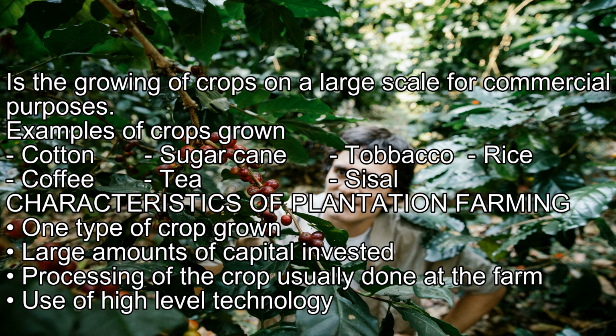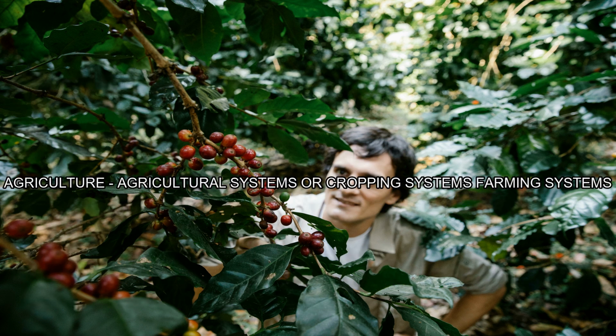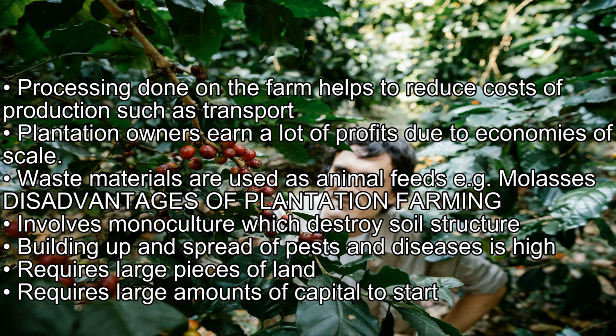Use of high-level technology. Processing done on the farm helps to reduce costs of production such as transport. Plantation owners earn a lot of profits due to economies of scale. Waste materials are used as animal feed, e.g. molasses. Disadvantages of plantation farming.